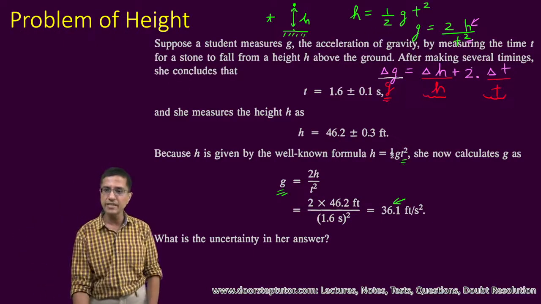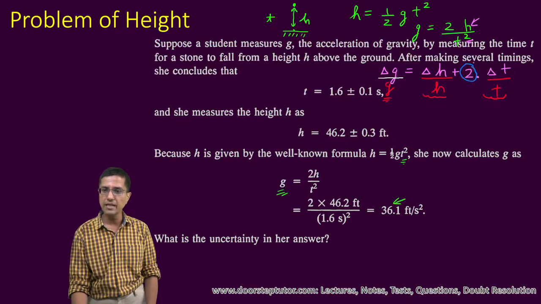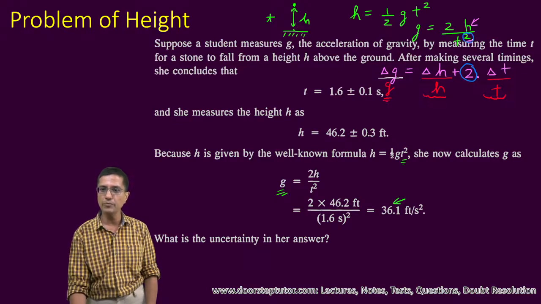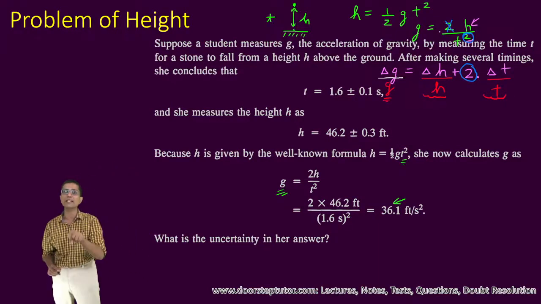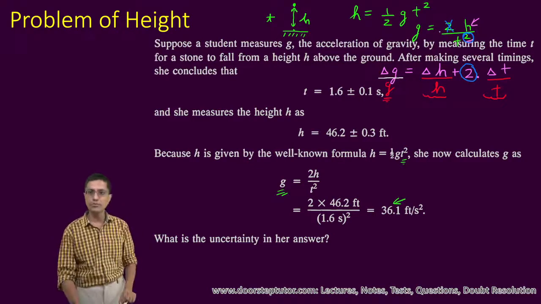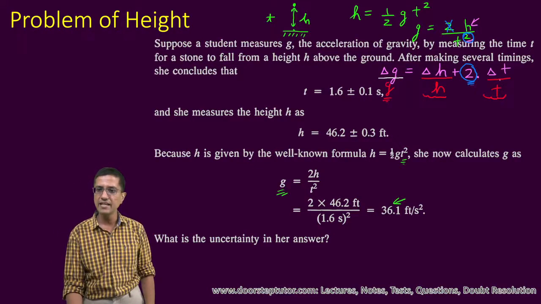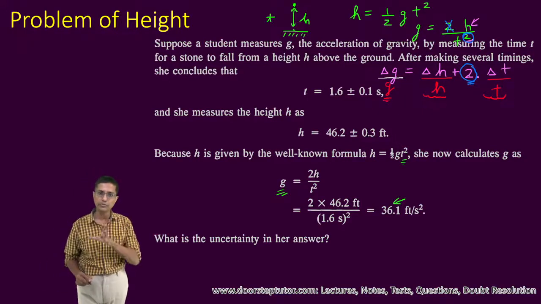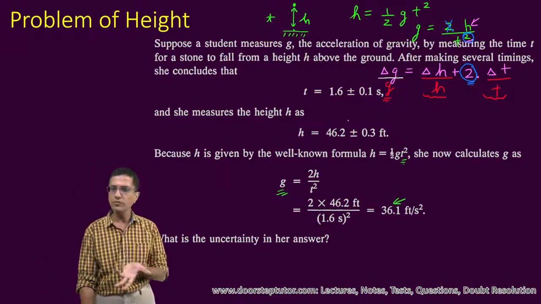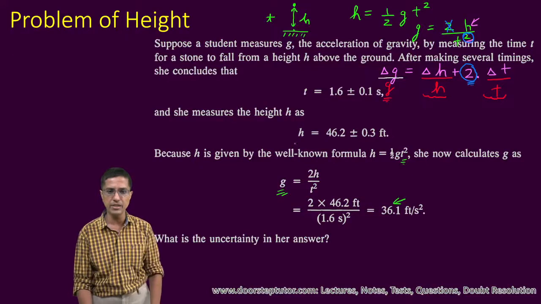Another thing to note here is that this 2 is coming because of this power 2. It is not coming because of this 2 right here. In the formula there is a constant there, but that is not factoring here. Because t is raised to power of 2, that is why we are multiplying the relative error of t by 2. Those are the two things that we have to really understand. Now from here things become very, very simple.